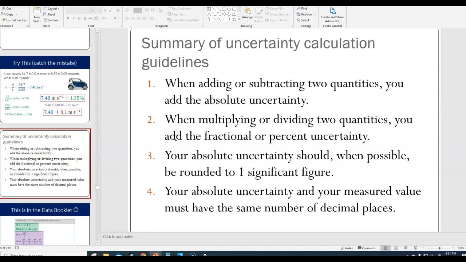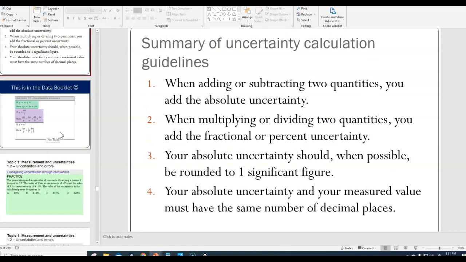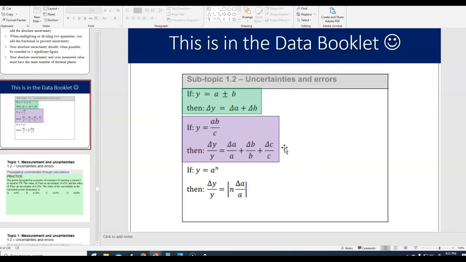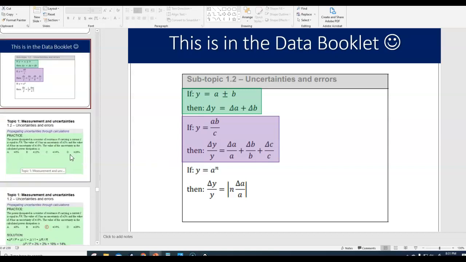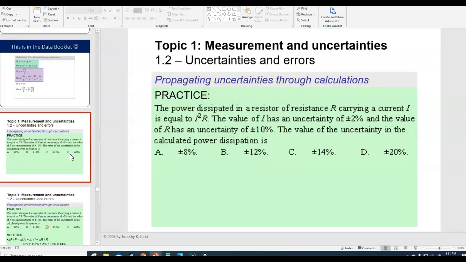So please make sure you add this to your notes. Put a giant box around it if you want. And this is given to you in the IB data booklet as long as you know how to read it. This is what it would look like in the data booklet. So now let's do a few quick examples and then we'll finish up this video.